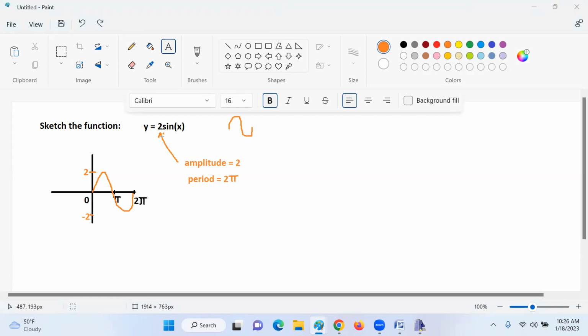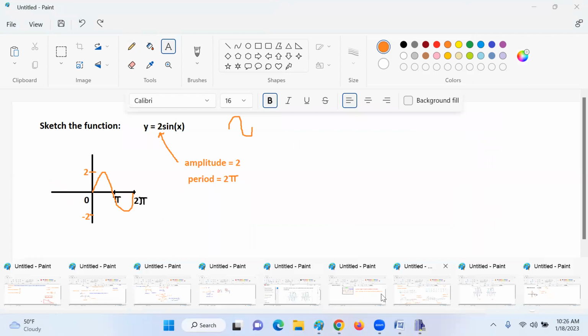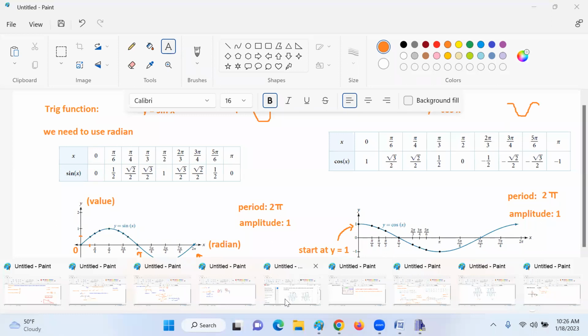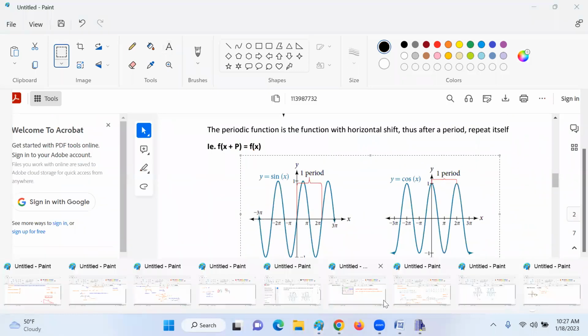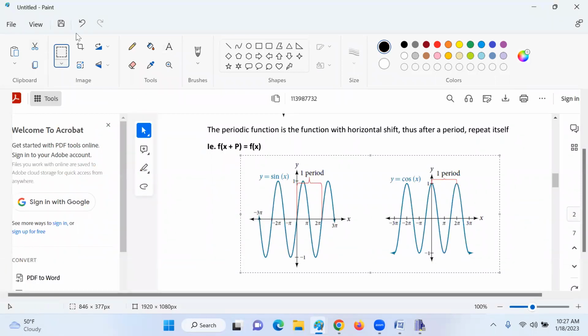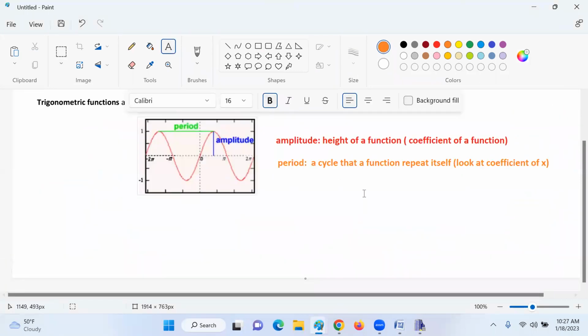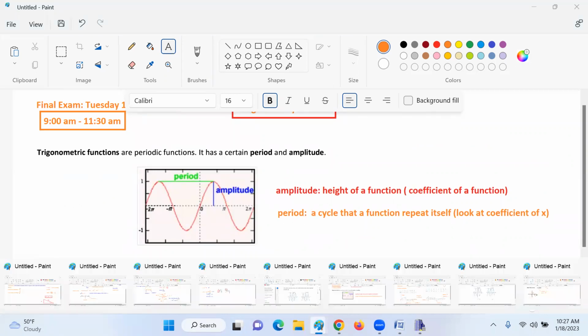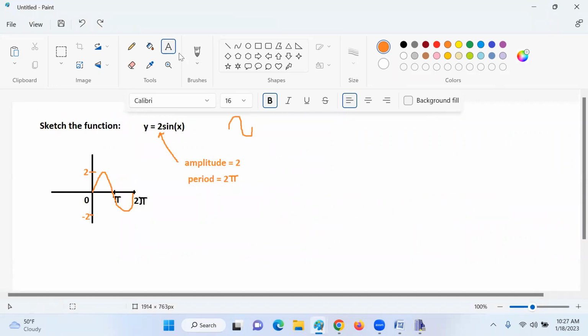Yes, the number before the sine is going to be the amplitude. The number before the sine will be the amplitude for this. It's the coefficient of the function before the sine and cosine. It depends on the x. We'll give you another example for that.